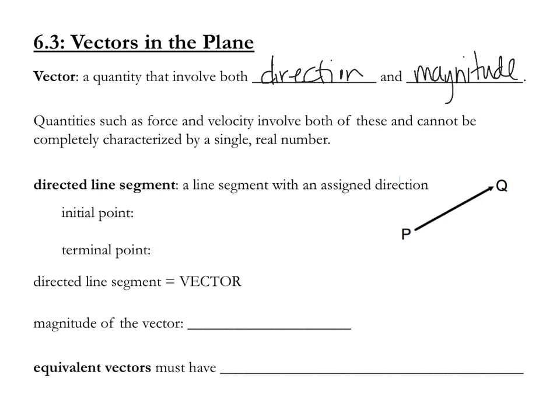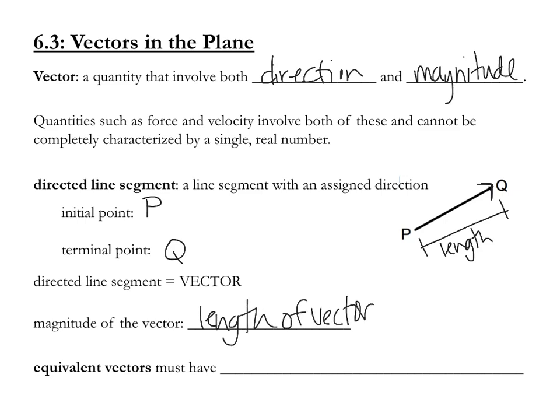So, this actually has a lot of physics behind it. Quantities such as force and velocity involve both direction and magnitude, so those are also considered vectors. What it looks like in picture form is what's called a directed line segment. So it's a line segment that has an assigned direction, and that direction is indicated by this arrow here. So in this picture, the initial point is P and the terminal point is Q, and that's how we're going to represent a vector. The magnitude of the vector would be its length. So the length is going to be the magnitude of the vector.